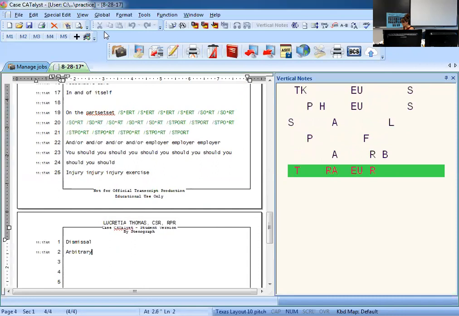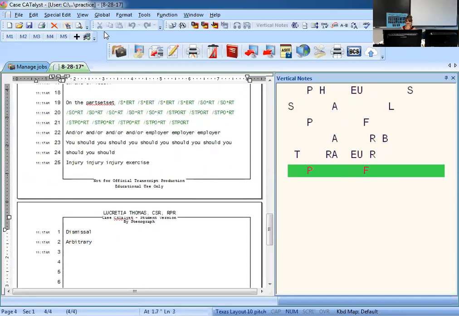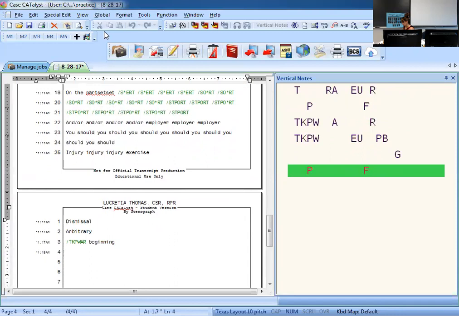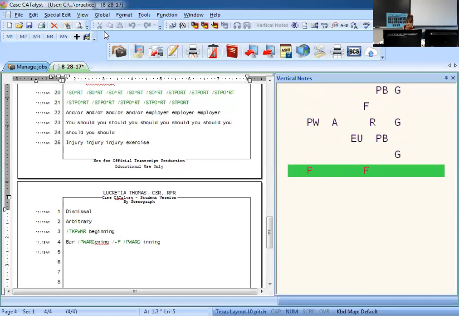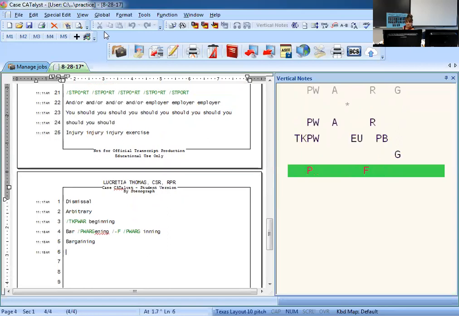Arbitrary is arbitrary. Don't think of it as ash, think arbitrary. And then you have bargaining. Let's do bargaining. There it is. Okay, B-A-R-G-I-N, come back G. And this is going to be at 1:40.